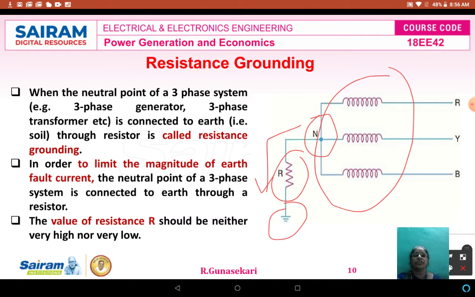So what is the definition of resistance grounding? When the neutral point of the three-phase system, for example a three-phase generator, three-phase transformer, etc., is connected to the earth or ground through a resistor, it is called resistance grounding. The function of resistance grounding is to limit the magnitude of the earth fault current. The value of the resistor should be neither very high nor very low.